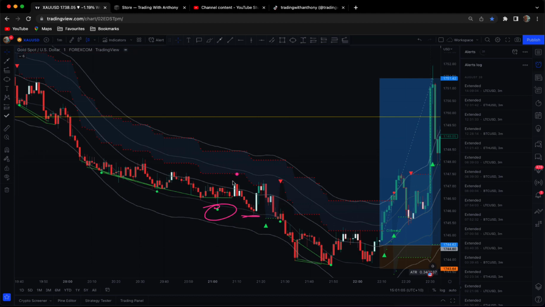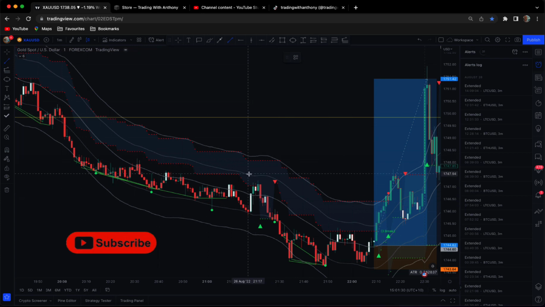Look for the break of structure. Do we get it? No. Lower low, lower low, lower low, lower low. Okay, all the way down, and then we get a higher low here. That's your key there. We don't take that. We don't take that. Okay, we're not getting the break of structure.